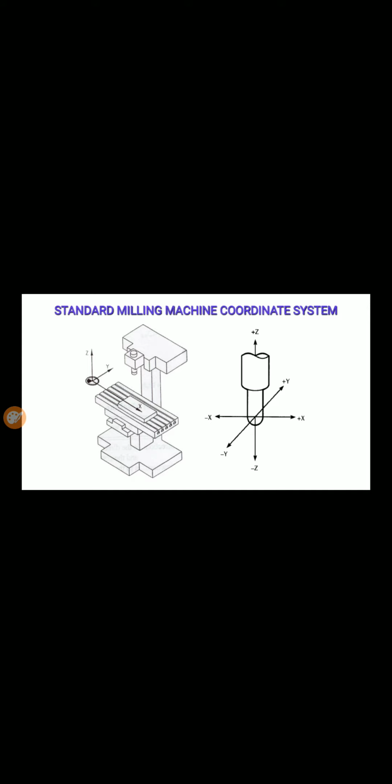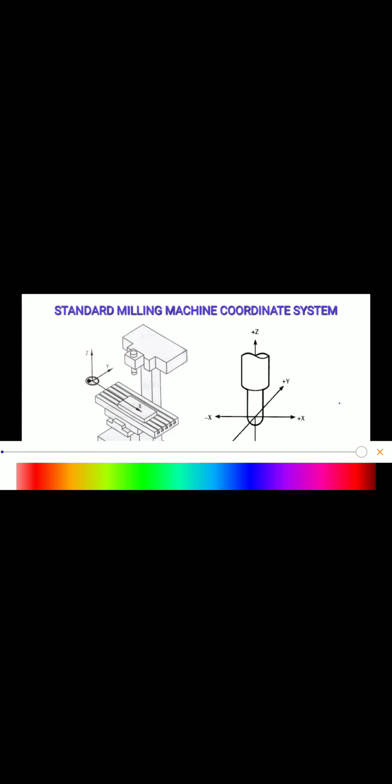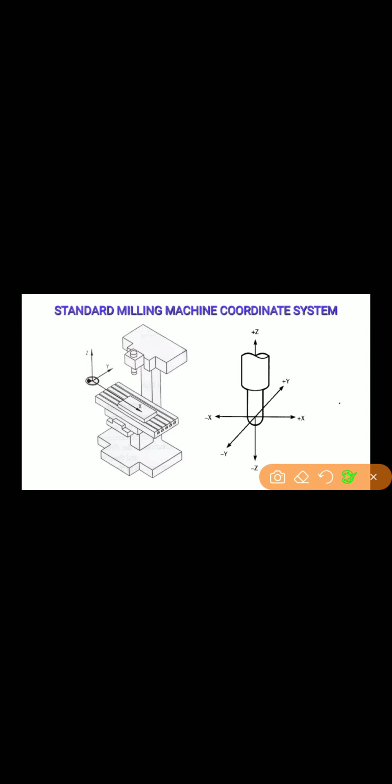Now we are talking about the standard milling machine coordinate system. The conventions are exactly the same, so just keep them in mind. This is the Z plus and the Z minus, this is the Y plus and the Y minus, and this is the X plus and the X minus, parallel to the bed in the horizontal direction.